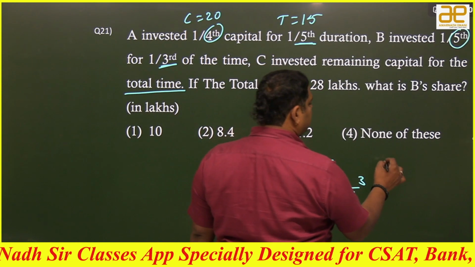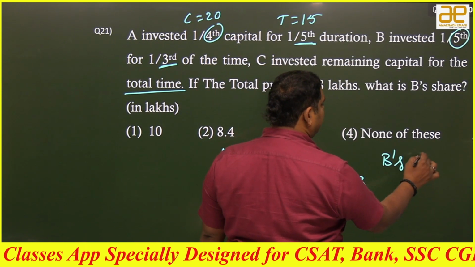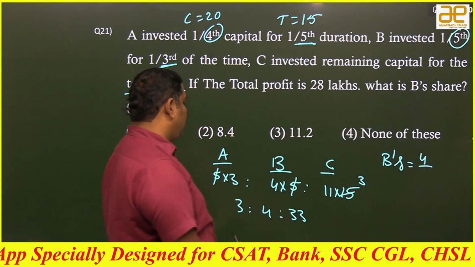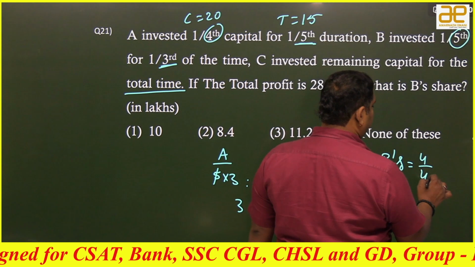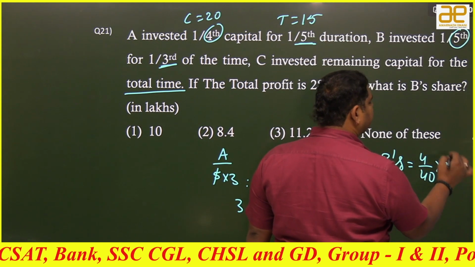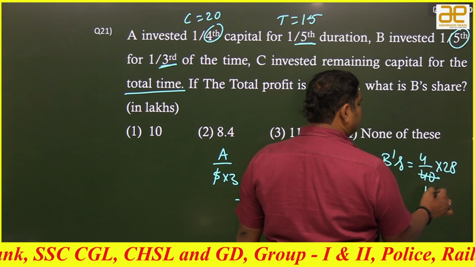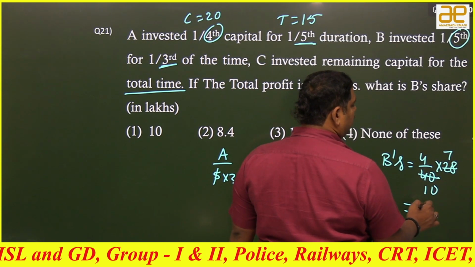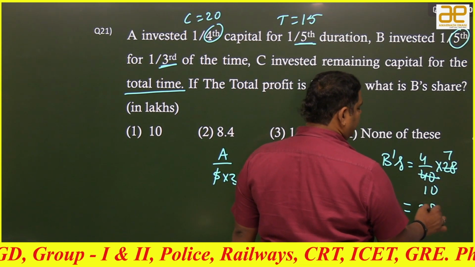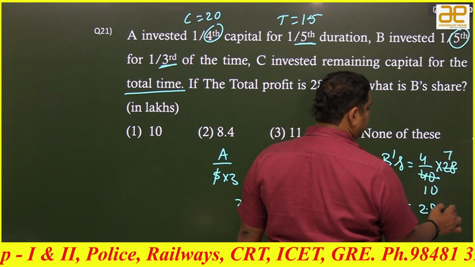B's share means what we have to do? B is 4 out of total, means 3 plus 4, 7 plus 33 is 40. Into 28 lakhs. 4 tens, 4 sevens. 7 fours are 28 by 10 means 2.8 lakhs.